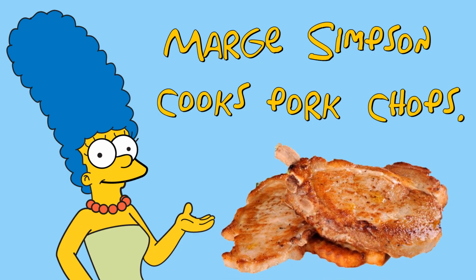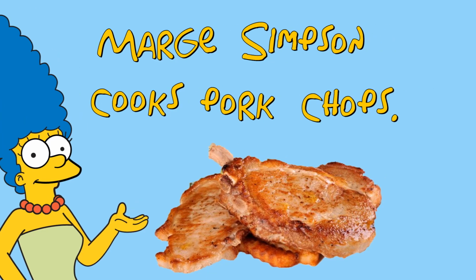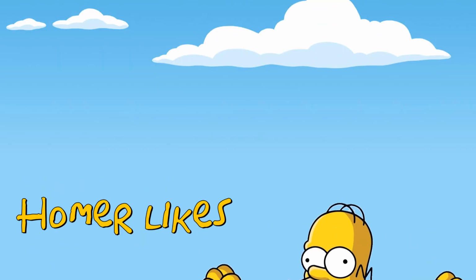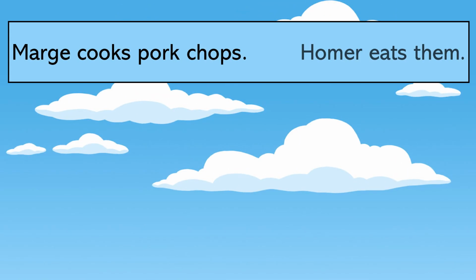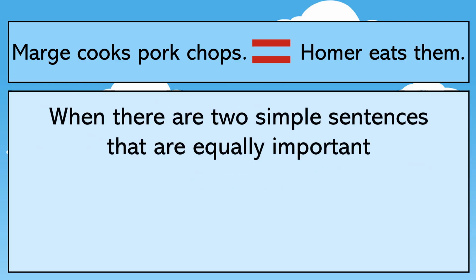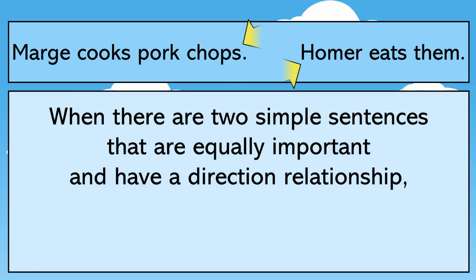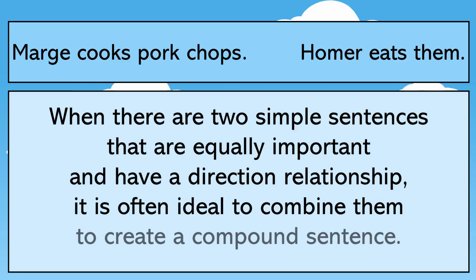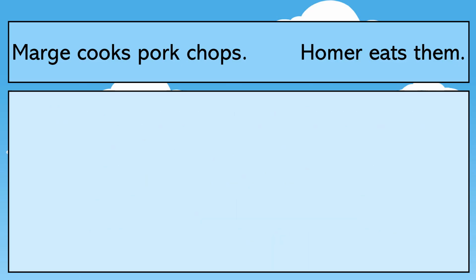We're going to begin with the simple sentence, Marge Simpson cooks pork chops. Now we need to add another, Homer likes to eat pork chops. Now, let's make that compound sentence. Marge cooks pork chops, Homer eats them. Here we have two simple sentences, and in this case they are equally important and have a direct relationship with each other. And in such cases, it's often ideal to combine the two simple sentences into a compound sentence.